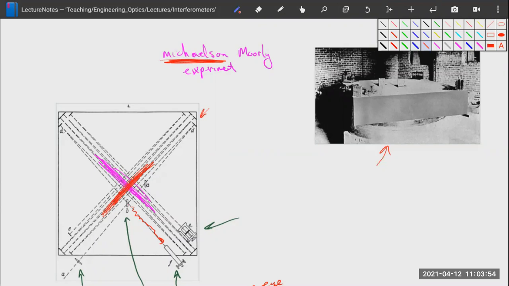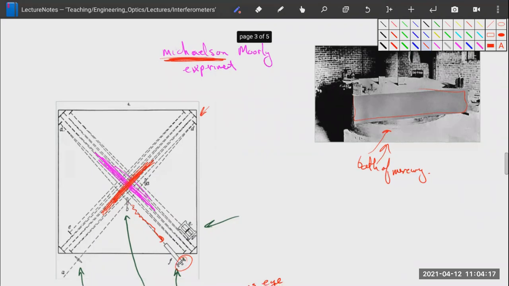And so as you rotate this around, they took this large block of granite and they floated it in a bath of mercury. It's a bath of mercury, and they would literally sit here, put their eye on this eyepiece, and then watch as they rotated this around very carefully to look for these changes in interference fringes.